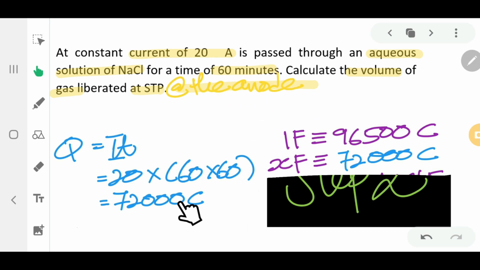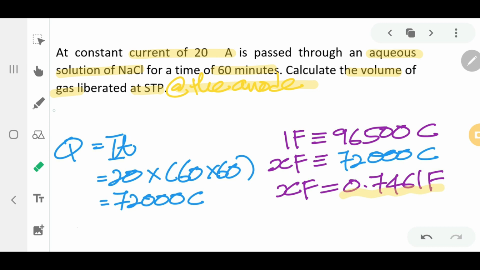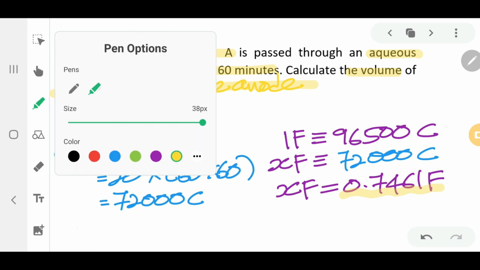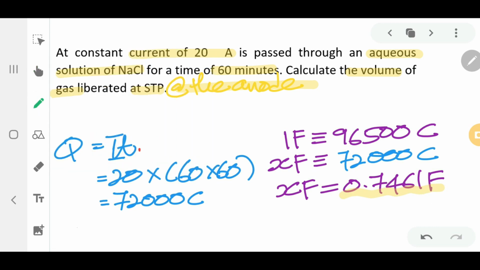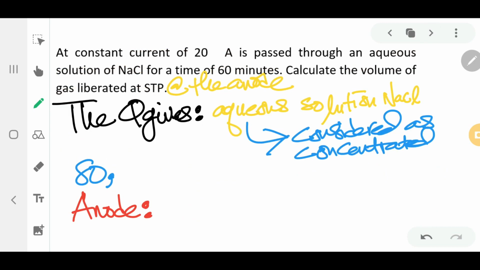So we convert Coulomb into Faraday, and we'll get 0.7461 Faraday. So you'll get 1 mark here, 1 mark here, and that one is 1 mark. This one is 1 mark.